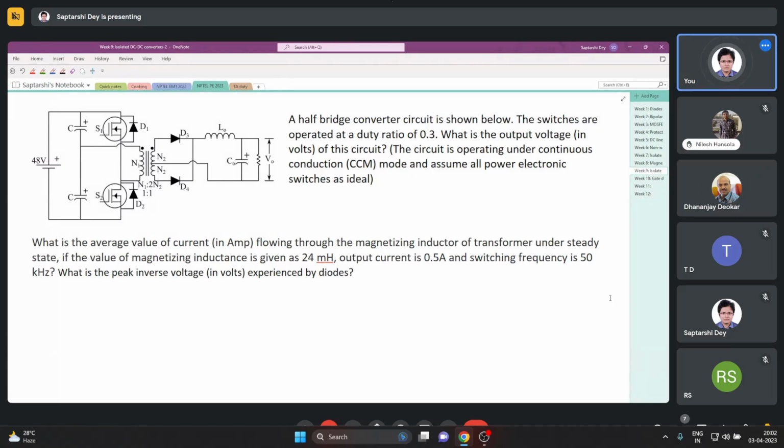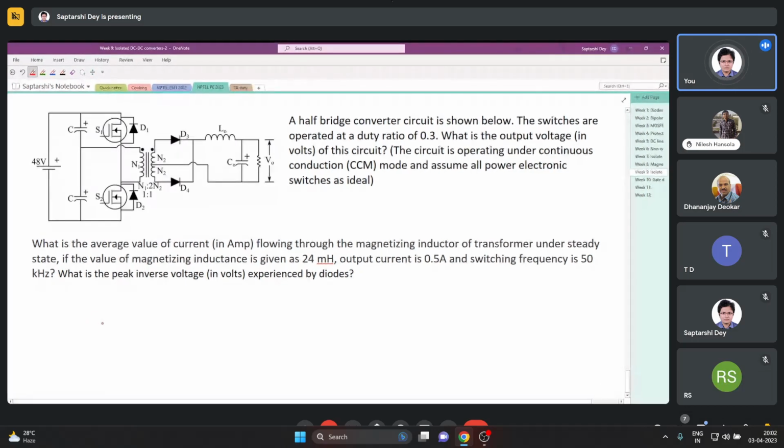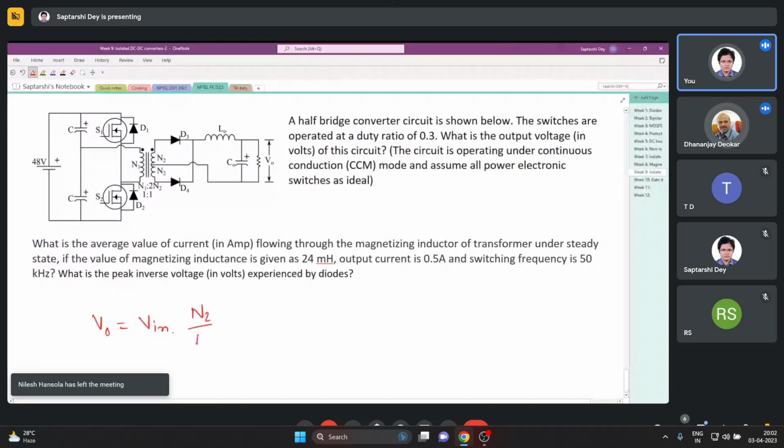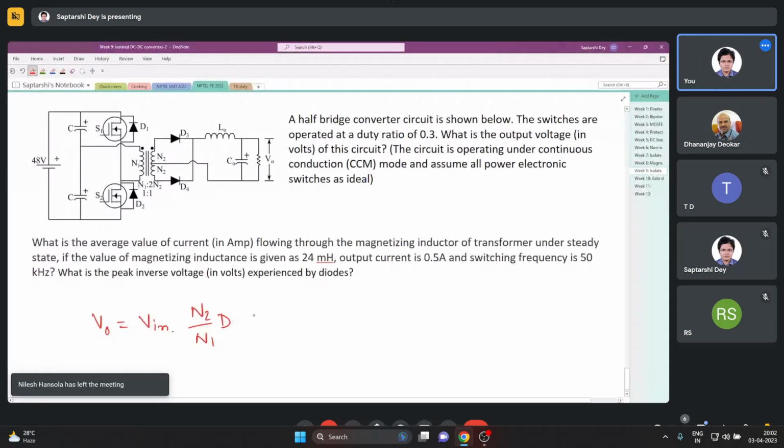A half bridge converter is shown below. The switches are operated at duty ratio 0.3. What is the output voltage? Okay, so for half bridge, the output voltage is input voltage times N2 by N1 times D, right? What is the input voltage? What is N2 by N1? See, N1 to N2 is 1 is to 1.